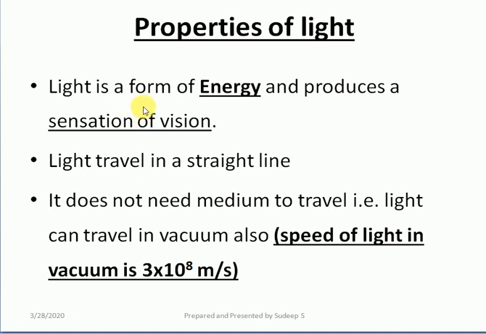Properties of light. Light is a form of energy and produces a sensation of vision. Light travels in a straight line. It does not need a medium to travel. That is, light can travel in vacuum also with a speed 3 into 10 raised to 8 meter per second. Nothing can travel faster than this. The speed of light seems to be a universal speed limit.